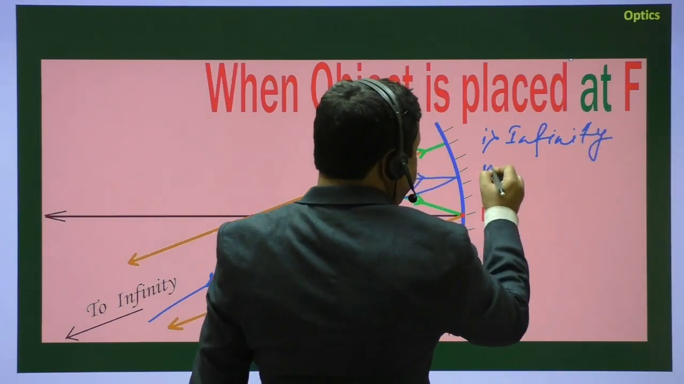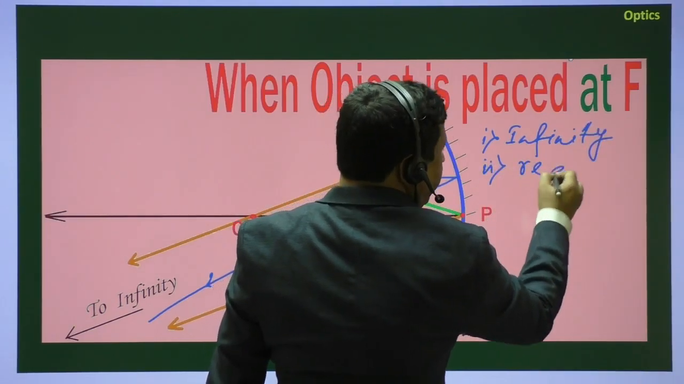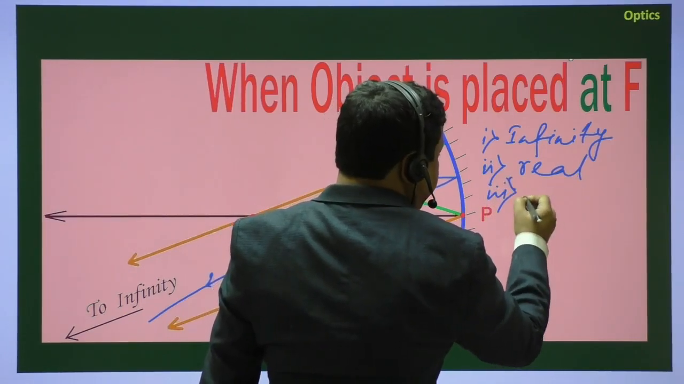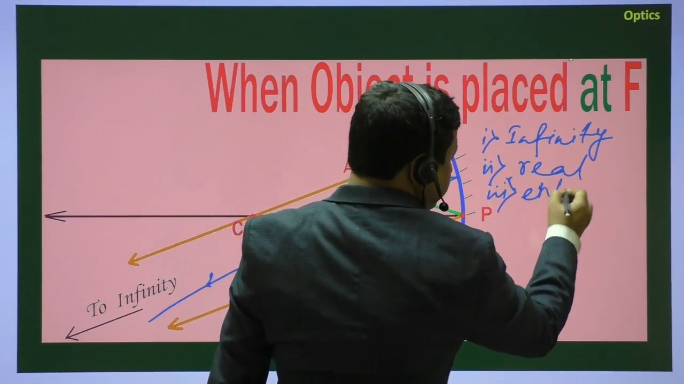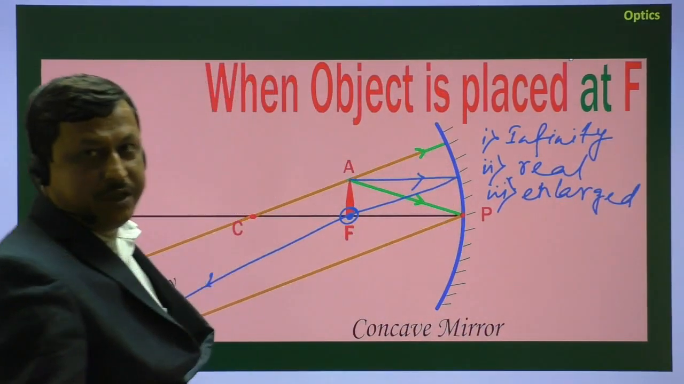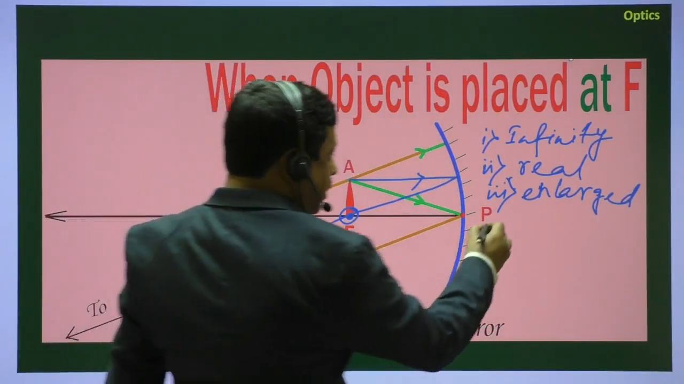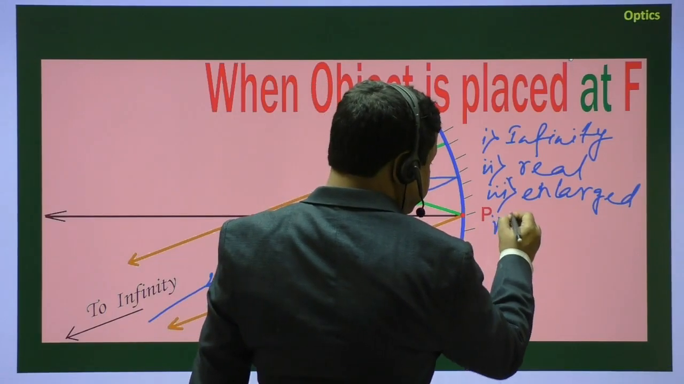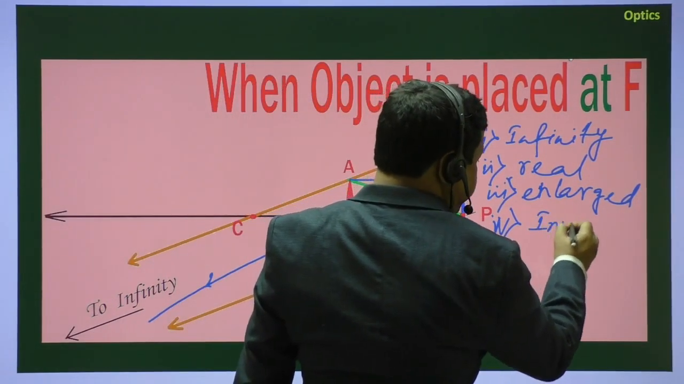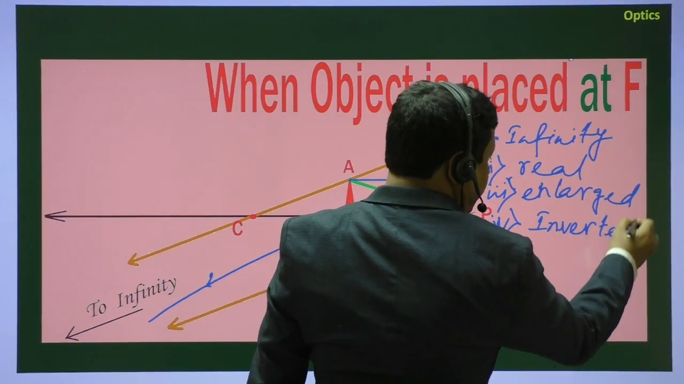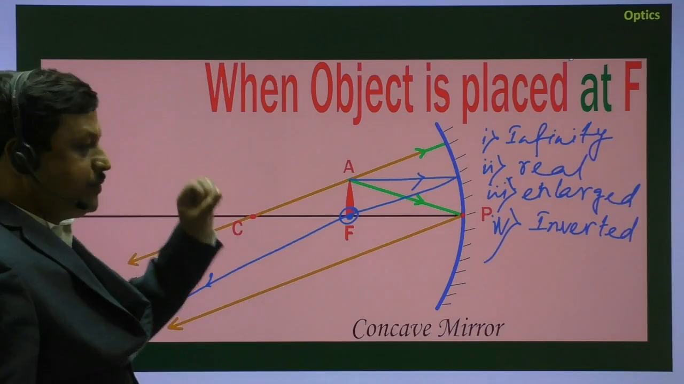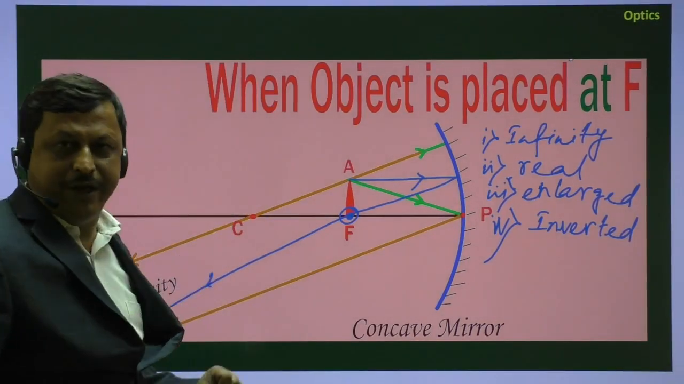Infinity. Number 2, the image will be real. Number 3, the image will be enlarged, and a very big image is formed. And number 4, this is also real, meaning inverted also. These are the characteristics when the object is placed at the focus point.